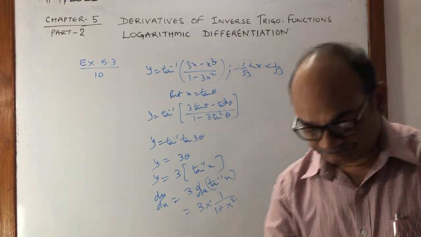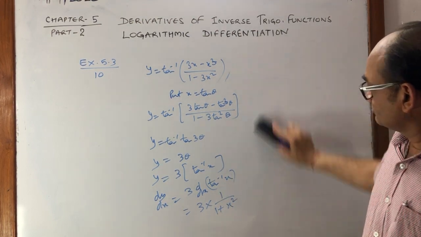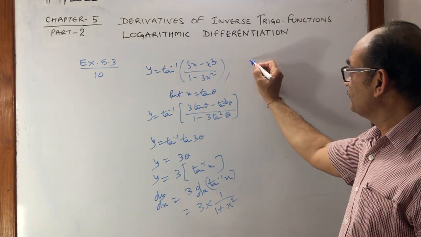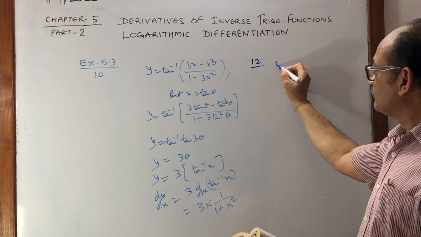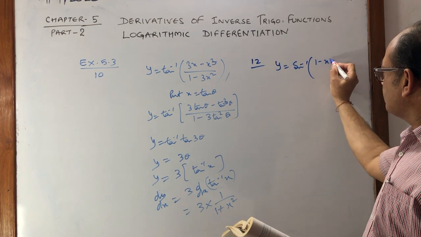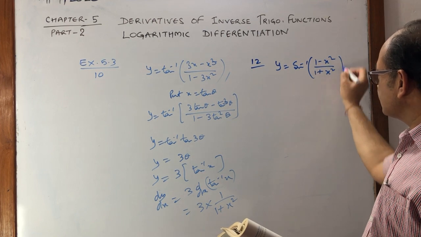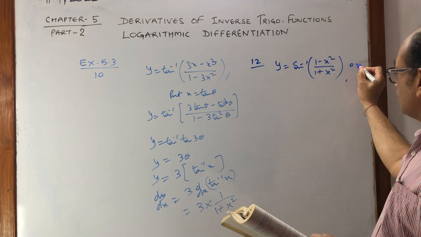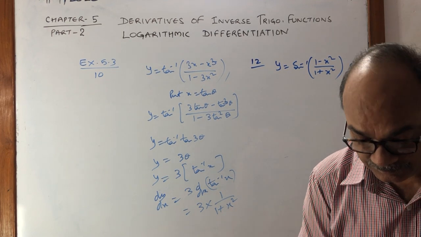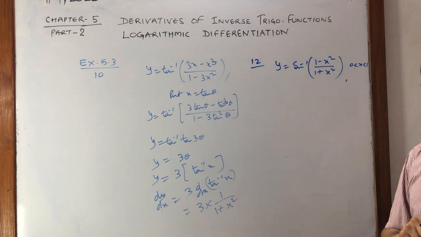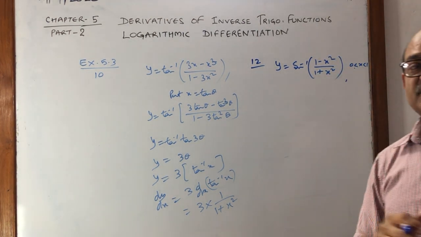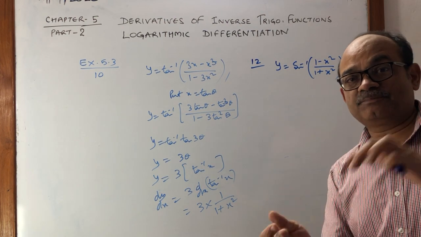One more, sum number 12th. The 11th and 12th are similar questions, so we are taking the 12th. Y equals sine inverse of 1 minus x square upon 1 plus x square, where 0 is less than x less than 1.